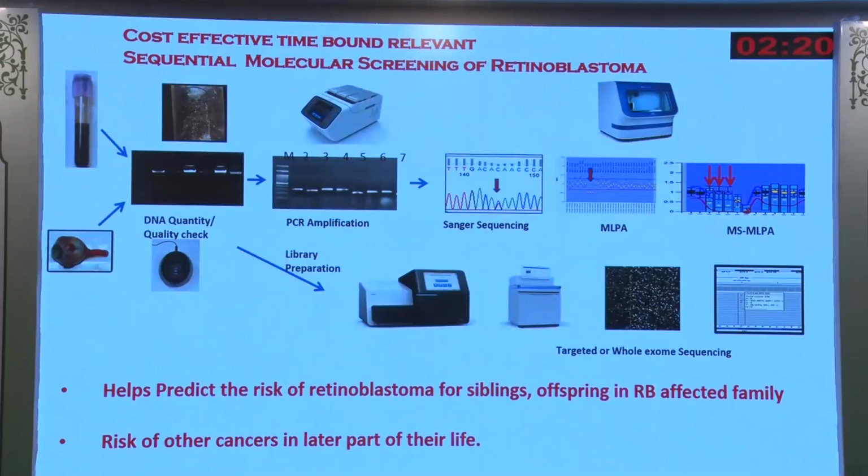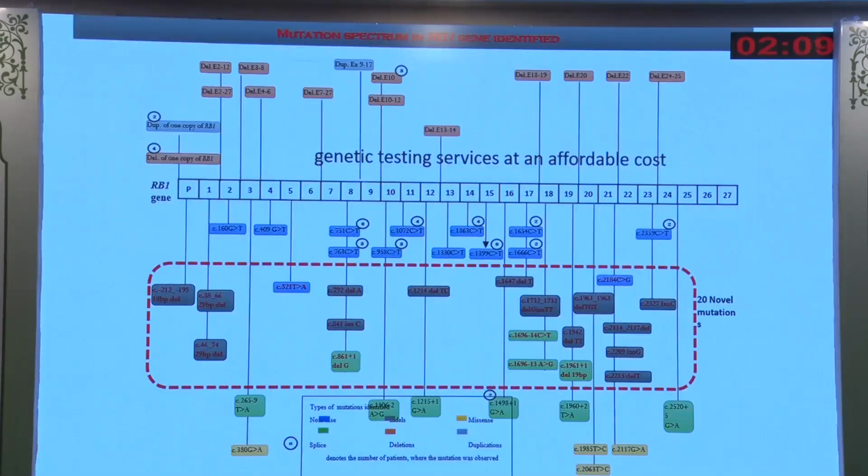Cost-effective, time-bound, relevant sequential molecular screening of retinoblastoma helps predict the risk of retinoblastoma for siblings and offspring in the RB-affected family, and the risk of other cancers in the later part of their life. This was the mutation spectrum, which was in the hundreds, but 20 were unique to our population.